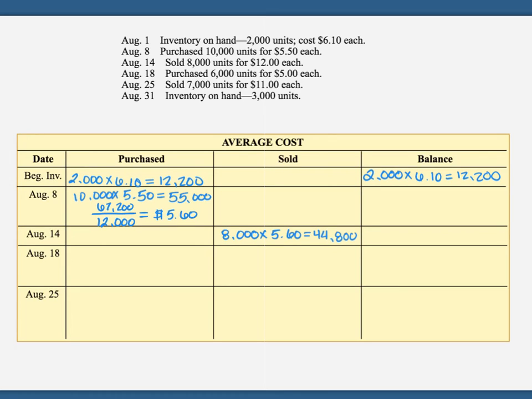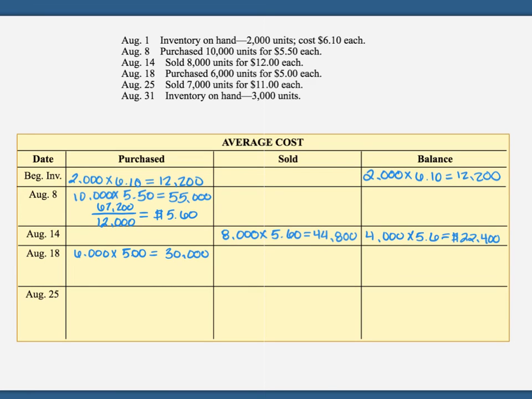So now, to figure out how many units we have left, we simply take the 12,000 total units we had, subtract the 8,000 we sold, so we have 4,000 units left, and we then multiply that by the average cost of $5.60. That will give us $22,400. Moving down the line to our August 18th transaction, we purchased 6,000 units for $5 each. So we write in that transaction 6,000 times $5 gives us $30,000.